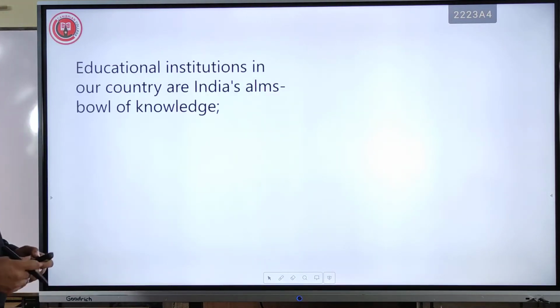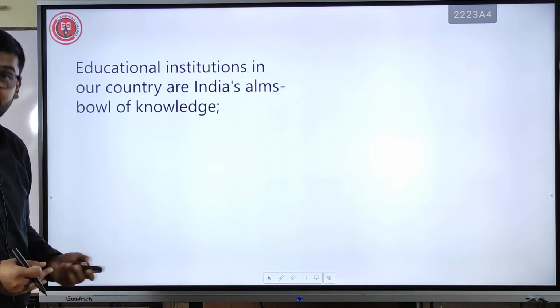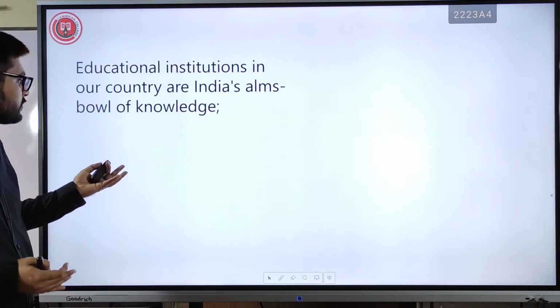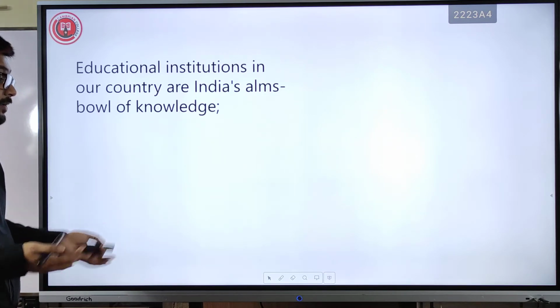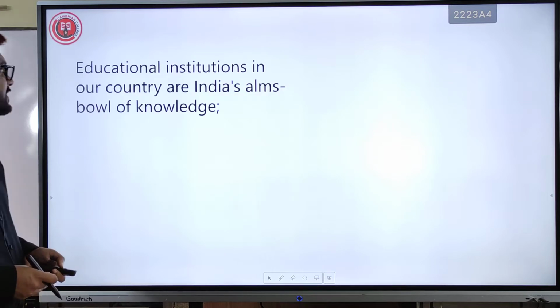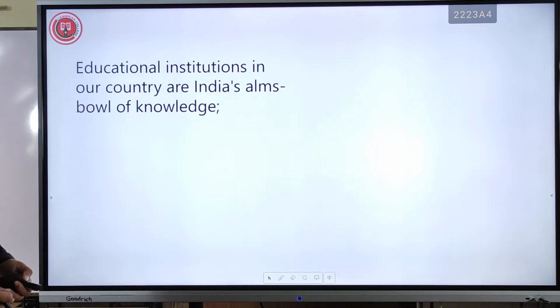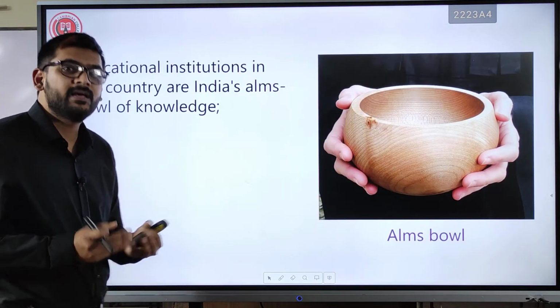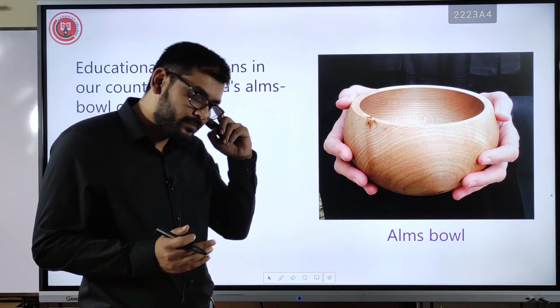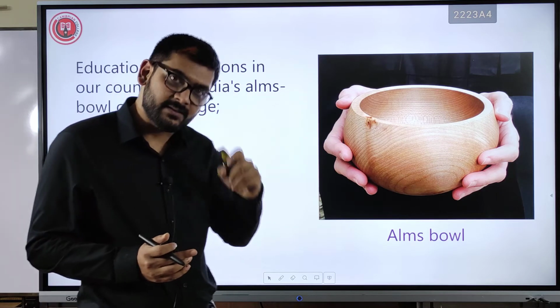Educational institutions in our country, that is India, and it can also mean Bangladesh or Pakistan. Educational institutions in our country are India's alms bowl of knowledge. What does alms bowl mean? Bhikkar patra. Actually, this alms bowl is carried by some Buddhist monks.